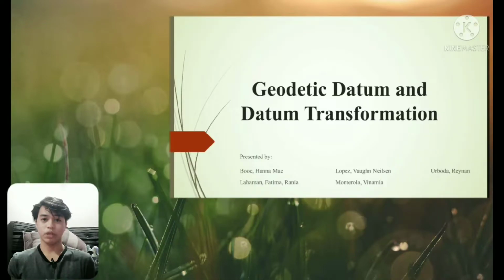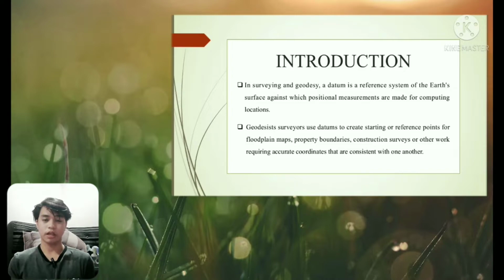So good day everyone, we are now going to discuss our topic, which is the geodetic datum and datum transformation. In surveying and geodesy, a datum is a reference system of the Earth's surface against which positional measurements are made for computing locations. Geodesists and surveyors use datum to create starting or reference points for floodplain, property boundaries, construction surveys, or other work requiring accurate coordinates that are consistent with one another.